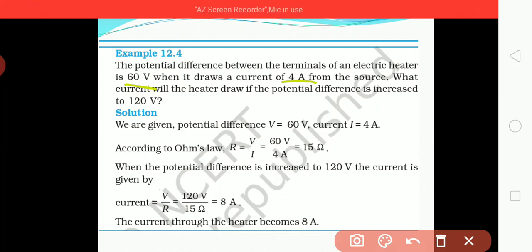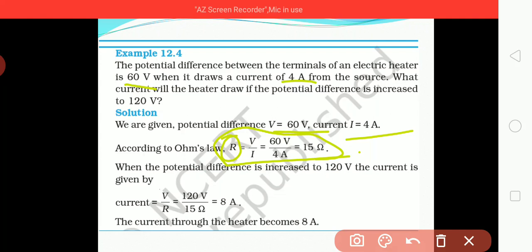First of all, in this we will find our resistance R with the help of Ohm's law, because we are given the potential difference V equal to 60 volt and the electric current 4 ampere. On the basis of that we find our resistance R. It will be 15 ohm.